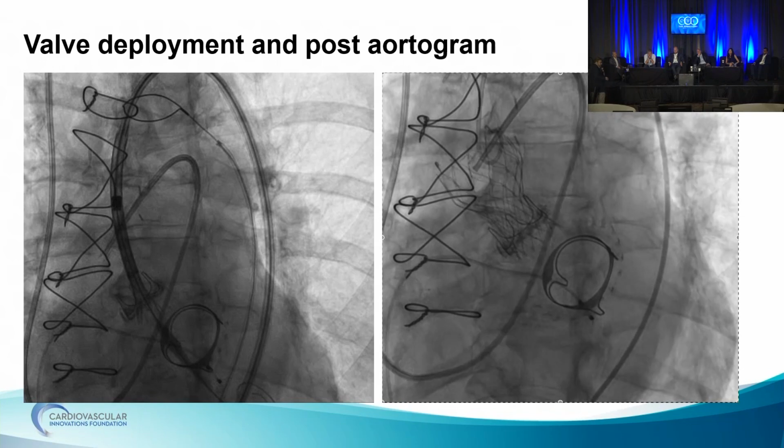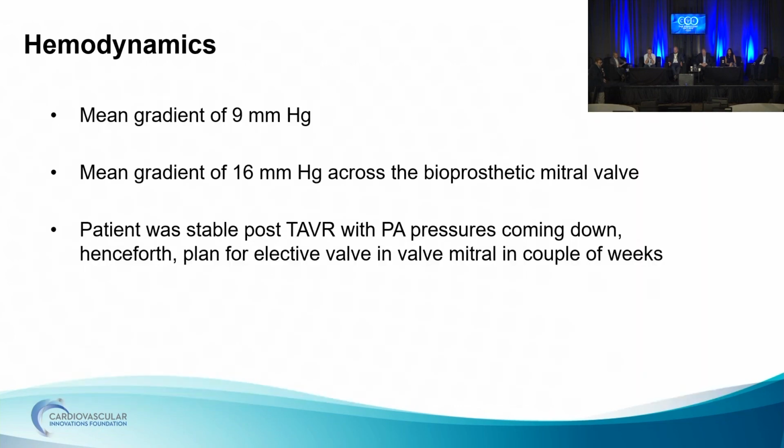Her PA pressures came down just with the aortic valve replacement. So the plan is to bring her back in a couple of weeks and do the mitral valve-in-valve now. She just got discharged today or yesterday. So she was stable post-TAVR, mean gradient of 16 across the mitral valve, and stable post-TAVR with pressures coming down.